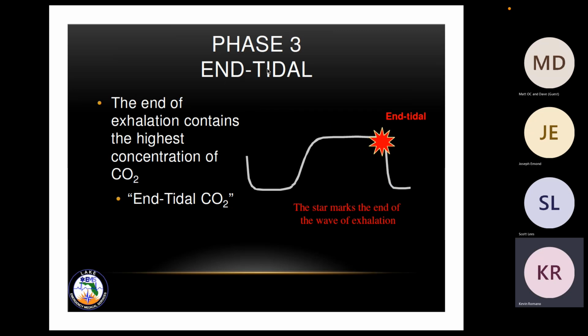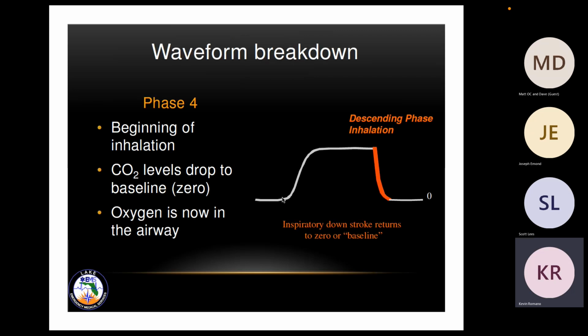Right? So phase three end tidal, which you can see here, that's where we get our readings from, is the end of exhalation that contains the highest concentration of carbon dioxide, the end tidal CO2. So the star here marks the end of the wave. And then the patient inhales and it goes back down again. So phase four, the descending phase, is the beginning of inhalation, where CO2 levels drop to baseline zero, and oxygen is now in the airways.